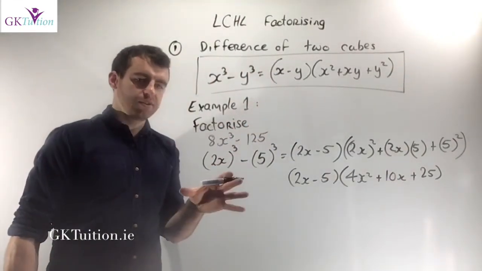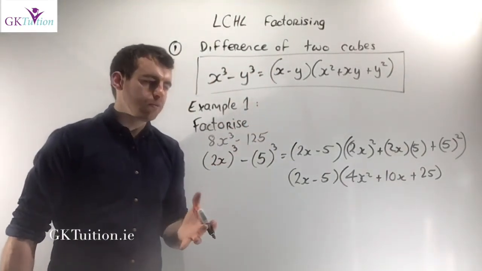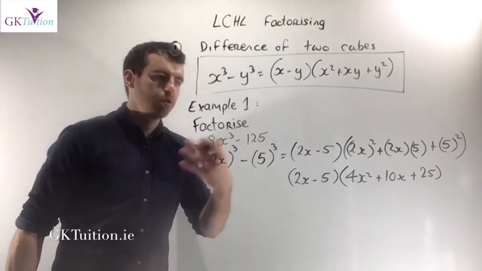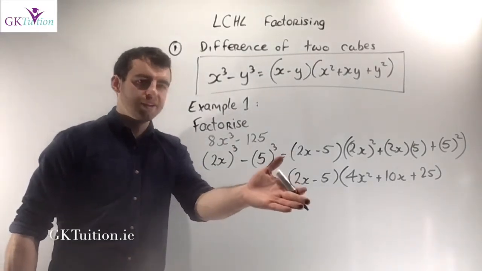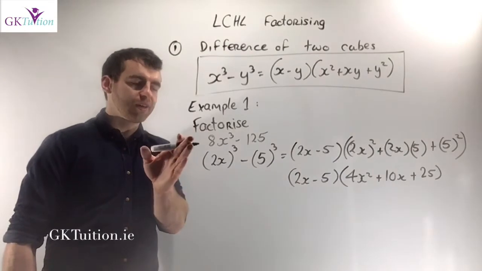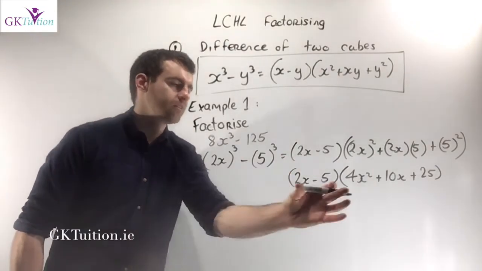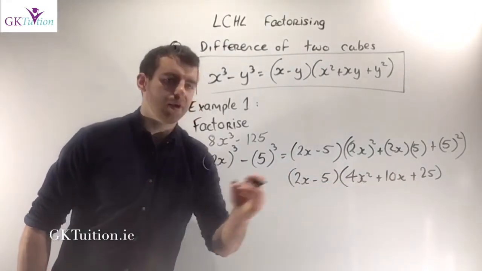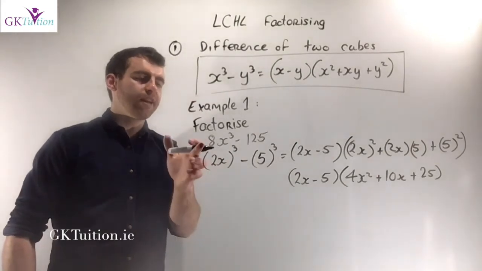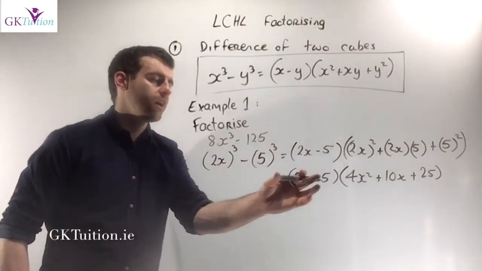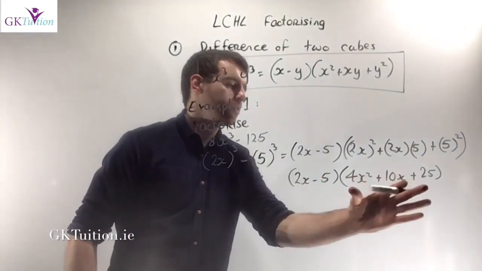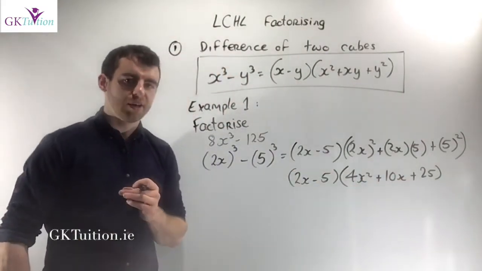Those are the factors. Often when I give this to students, they feel inclined to multiply this out now. If you multiply this out, you're going to end up back where you started. Remember the factors, this is all I want. I want one bracket multiplied by another. So the factors of 8x cubed minus 125 are simply 2x minus 5 times 4x squared plus 10x plus 25.